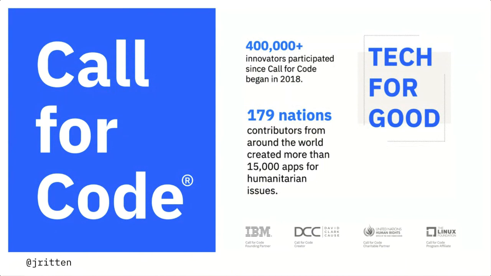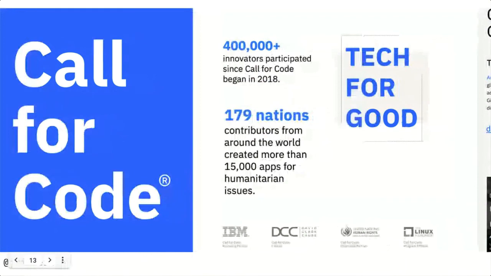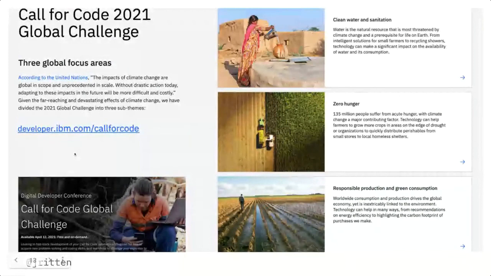So on the next slide, Jenna, we launched the 2021 challenge at the end of March. It is still going on. The submission deadline is end of July, so you do have a month to take the challenge. We have three themes this year: zero hunger, clean water and sanitation, and responsible production and green consumption. As you can tell, they're really large themes that you can build a lot of stuff around.